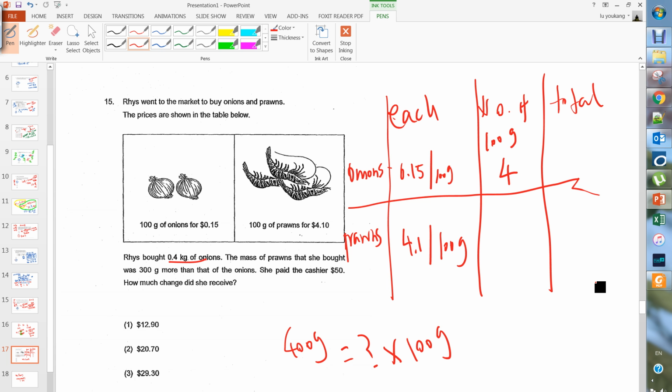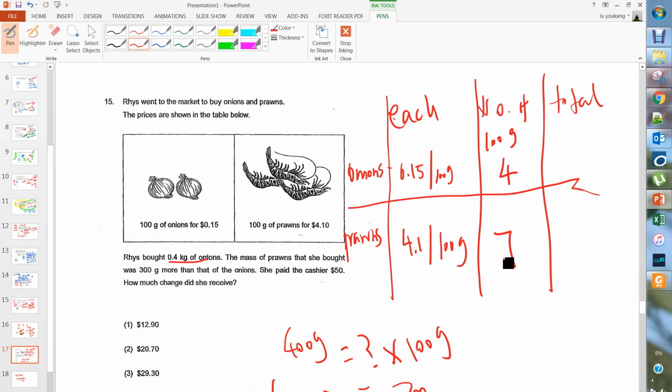Now, the mass of the prawn that she bought was 300 gram more than that of the onion. So if this is 400 gram, 300 more is how much? 300 more means what operation? Plus. So 400 plus 300, answer is 700. Inside the 700, how many hundred you have? Very good. So what's the total here?